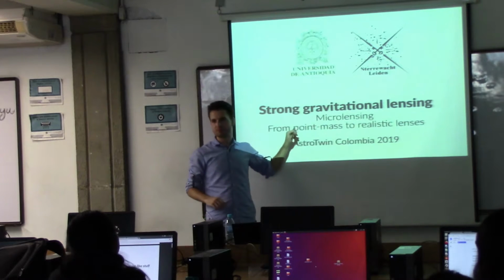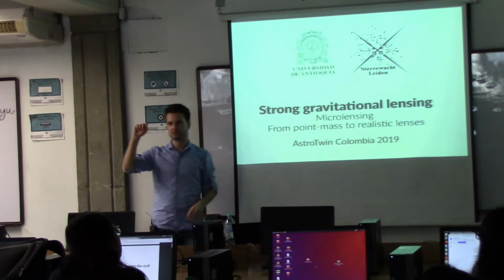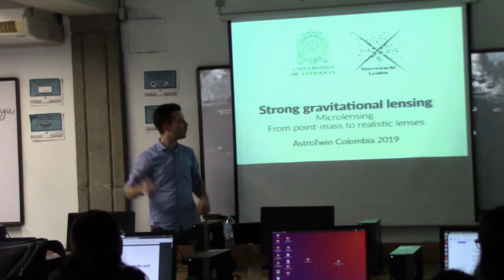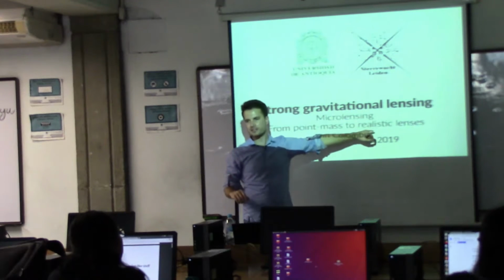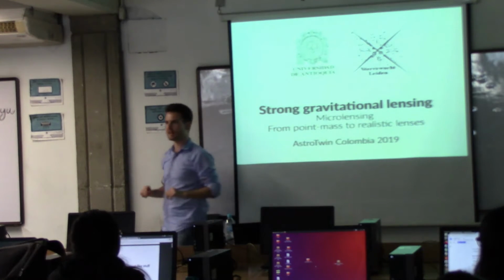And we will move from these point mass lenses, which are a good approximation for maybe a star or a planet or a black hole, to what I call realistic lenses, which means something that behaves like a galaxy.